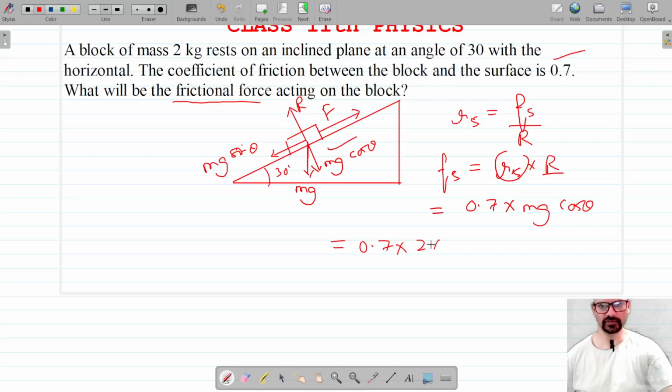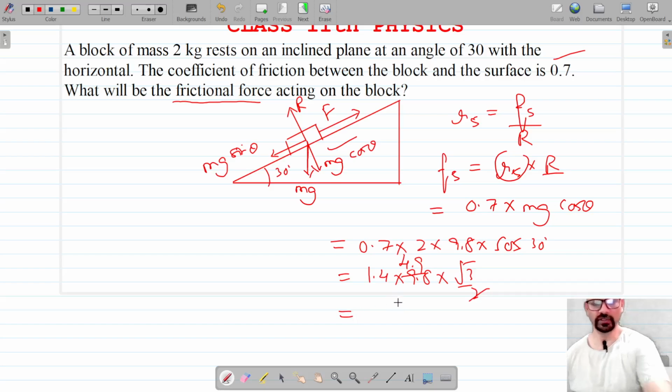This is 0.7, mass is 2, g is 9.8, and theta is 30 degrees, so this is cos 30. So 0.7 into 2 is 1.4, into 9.8, into cos 30, which is root 3 by 2. The force of friction will be in Newton.